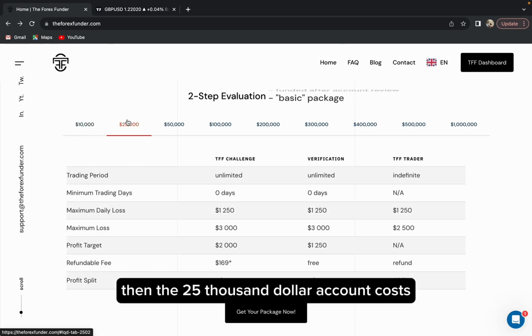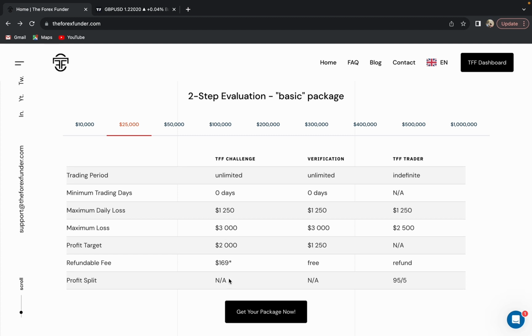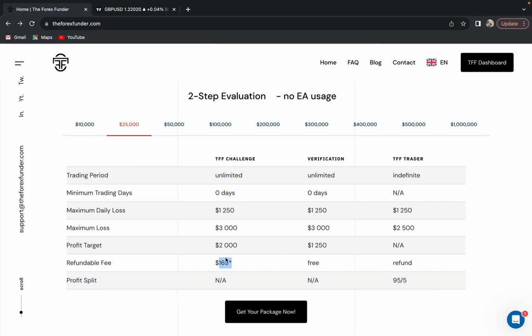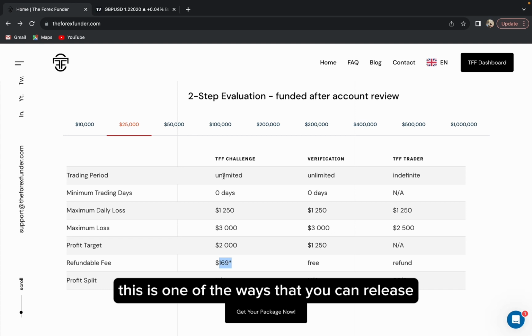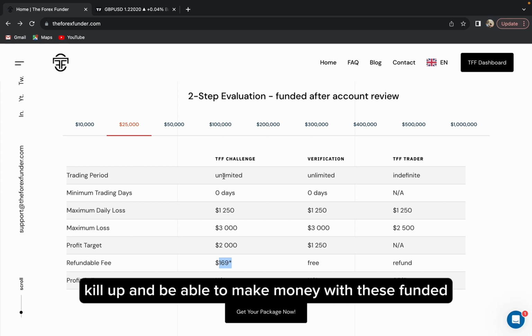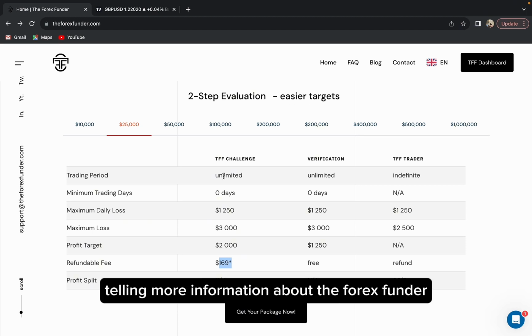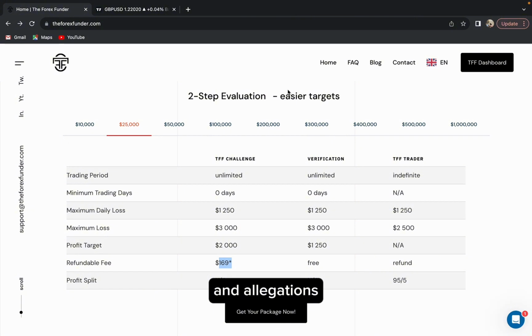Then the $25,000 account costs $169, way cheaper than My Forex Funds and FTMO accounts, you see. So traders, this is one of the ways that you can really scale up and be able to make money with these funded accounts, guys. And I'm going to be telling you more information about the Forex funder and the regulations and all that.